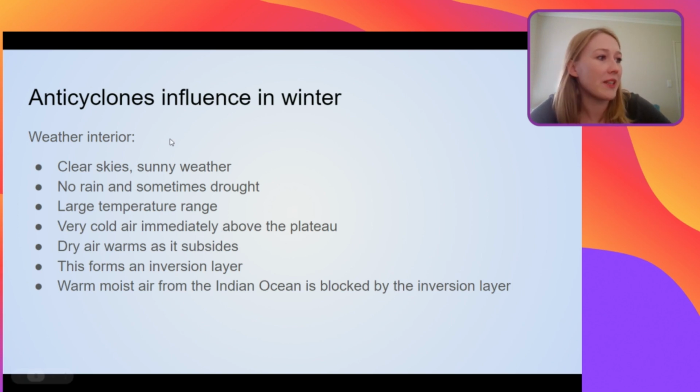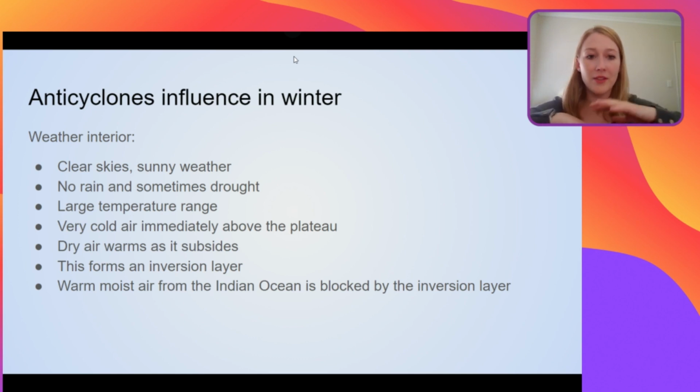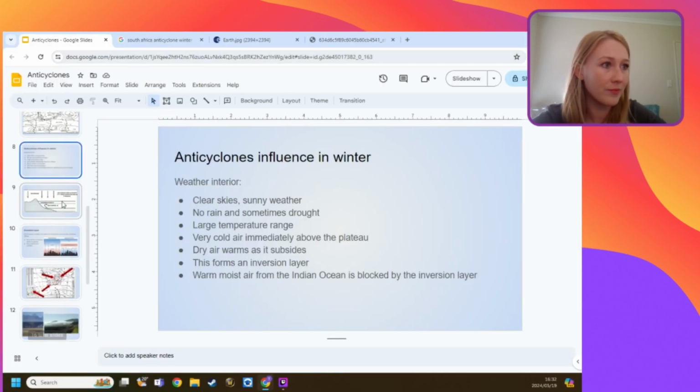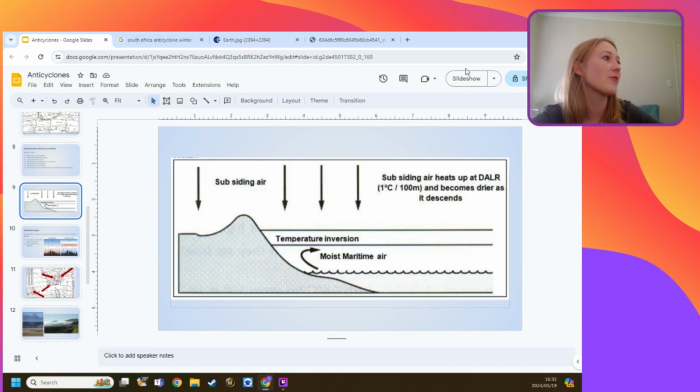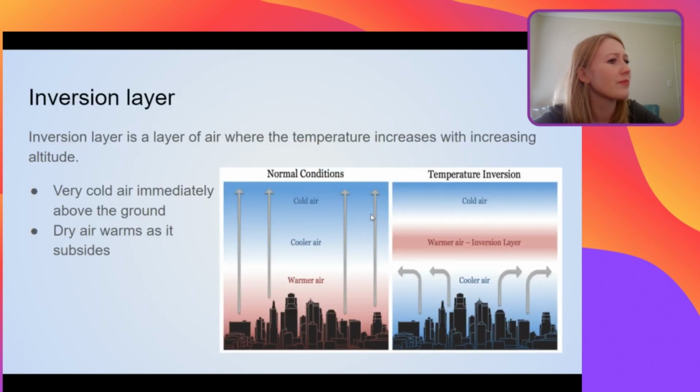Very cold air immediately above the plateau. So if we have ground level, you will have cold air directly above that ground level. That cold air actually creates something of an inversion layer. Let me see if I can find a picture of the layer. Oh, here we go.